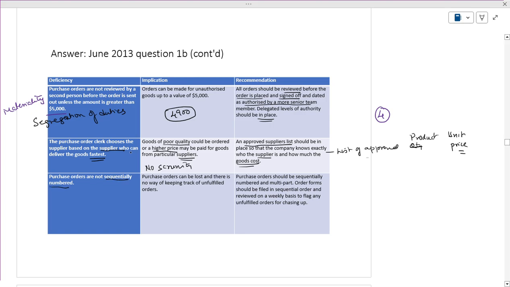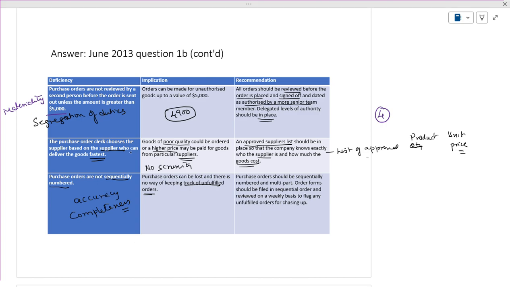Is it right? We are talking in terms of accuracy and completeness, but not directly about those things now. We are talking about something specific: purchase orders can be lost if there is no way of keeping track of unfulfilled orders. If you do not, completeness will not be there. You will not have a sequence. You cannot track it.